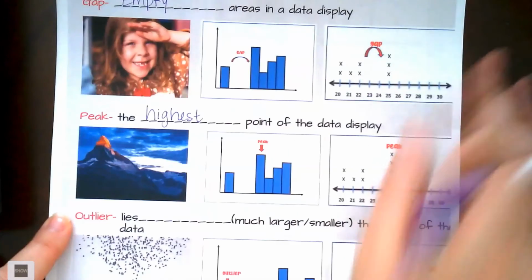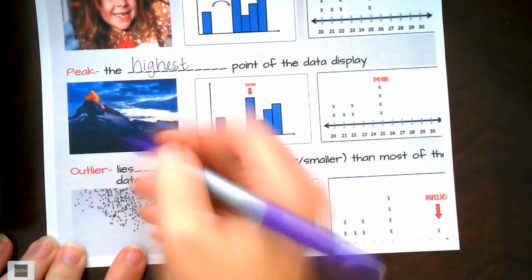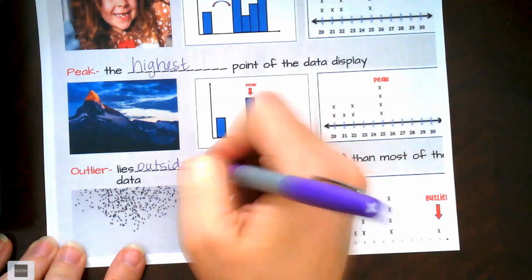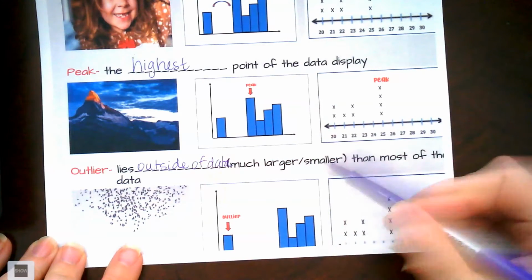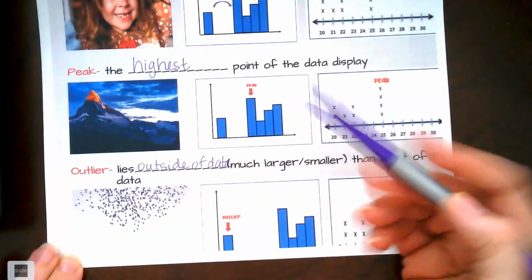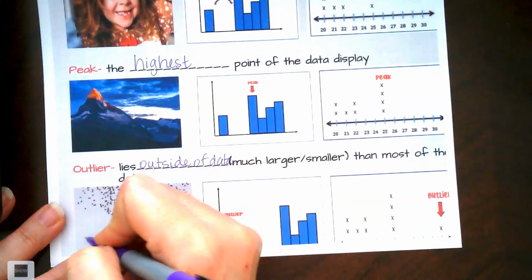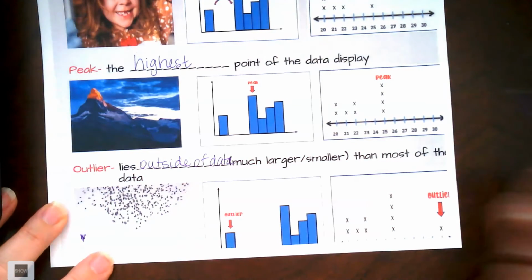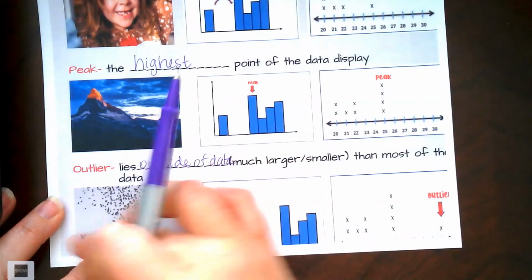Next, we're going to talk about outliers. Outliers lie outside of the data. It's much larger or smaller than most of the data. So here, it got cut off. We have a group of birds, and there was supposed to be a little bird over here. I can't draw, but that'll be our bird. So it's outside all of the other birds. There's a big group or a cluster, and the bird is out here.